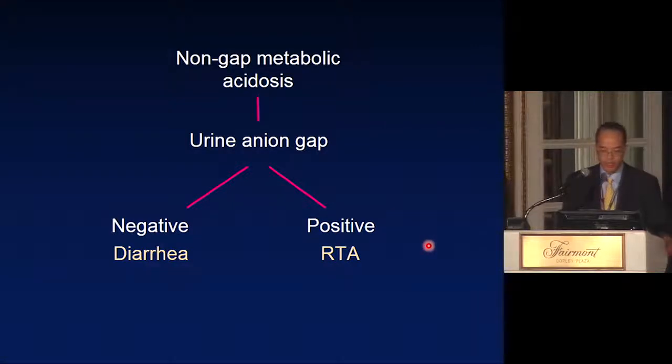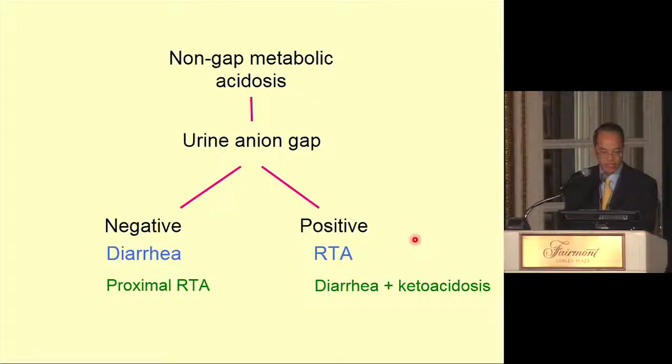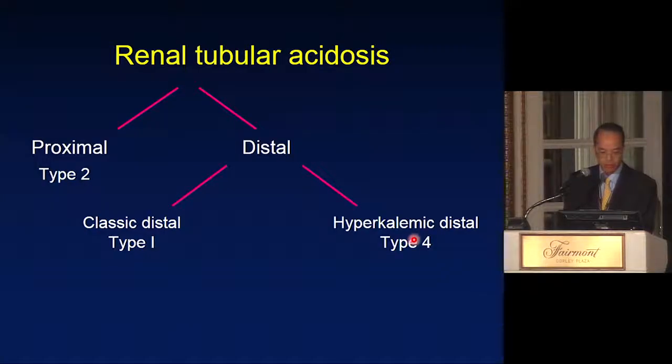Okay, so here's the simplistic way of using it. Negative urine anion gap in the setting of a non-gap acidosis: diarrhea. Positive: renal tubular acidosis. Okay, I think I'm going to skip this and just go straight on to the renal tubular acidoses.